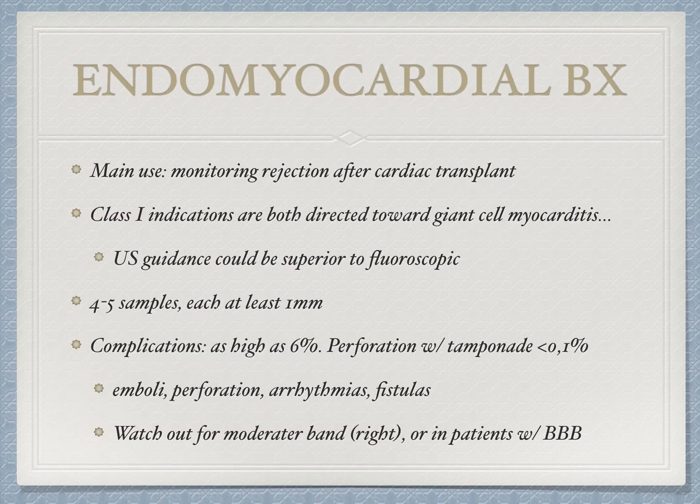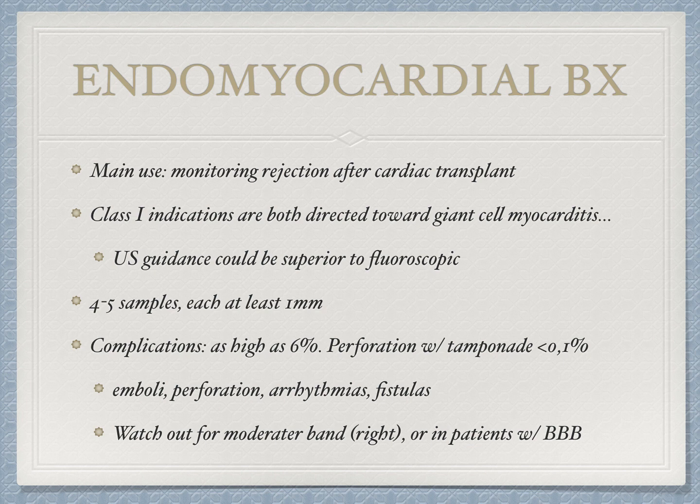What about endomyocardial biopsy? Its main use is for monitoring rejection after cardiac transplant. Class 1 indications are both directed at giant cell myocarditis. You want to know if this patient has giant cell myocarditis and if you can treat this. So you want to see if he has fulminant heart failure or acute heart failure that isn't explained by any other reason. Go for the biopsy. All the other indications are class 2 indications. For example, if you think the patient has cardiotoxicity due to anthracyclines, go for this. If you think the patient has sarcoidosis and you don't have the diagnosis, go for the segment that was affected in that echocardiogram.